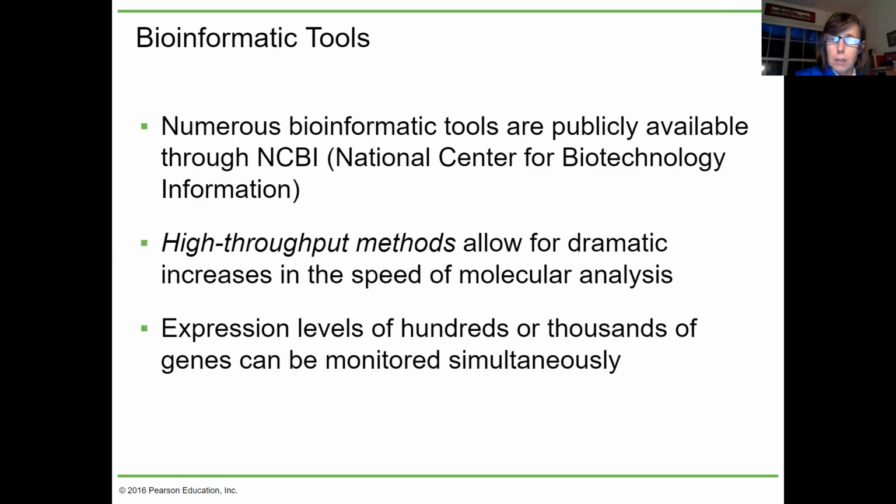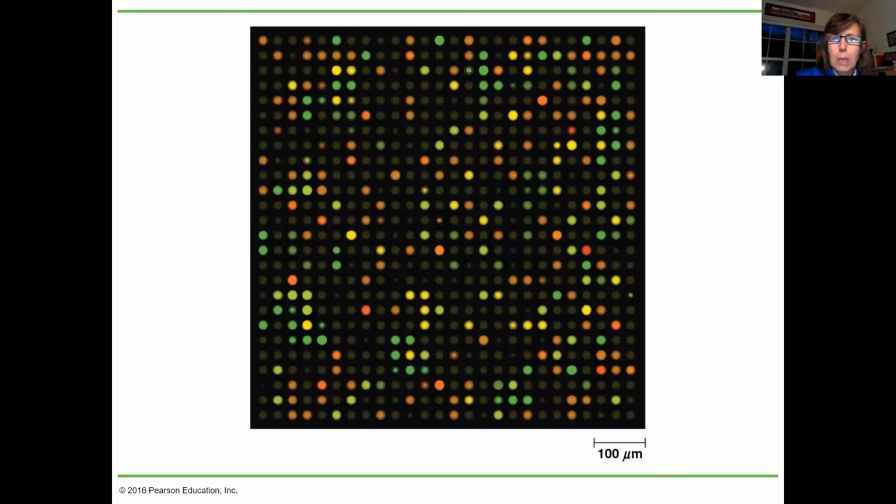High throughput methods are where you have a lot of genes that you're sequencing at one time. Those methods are called high throughput. So you do different kinds of computational methods to analyze that data. This is a microarray, and microarrays are used to look at the expression of a gene.